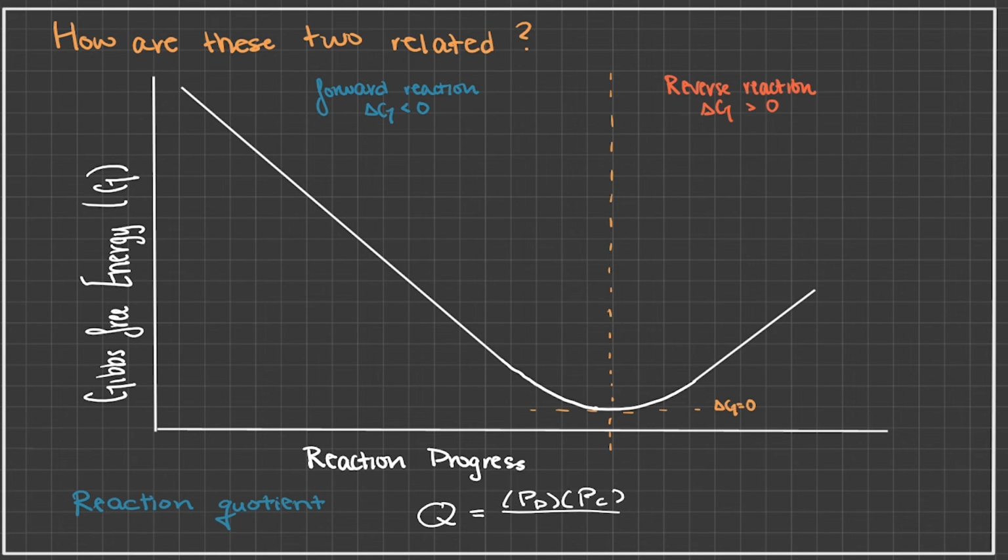Now we see that the reverse reaction is going to occur when delta G is increasing. Since the value is positive, our reaction is going to be favoring our reactants, which is going to be the reverse reaction. Now, in order to link both delta G and our KEQ together, there is a specific formula.